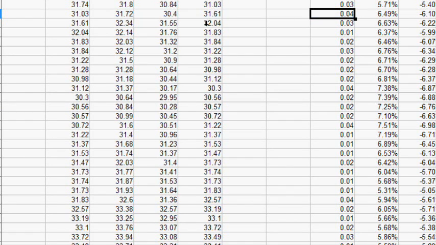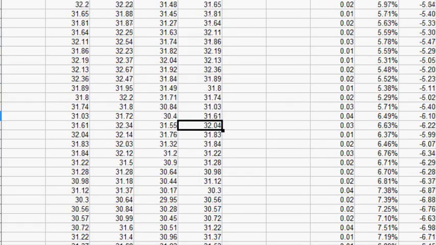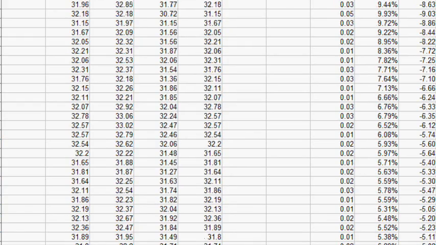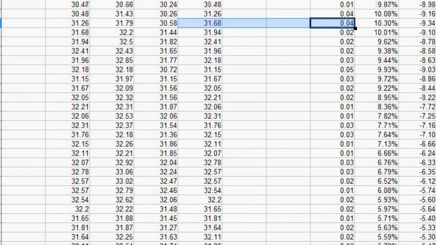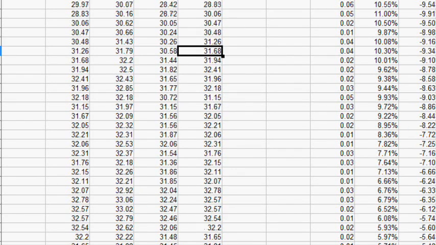31.61, we have 4% again, and it closes at 32.04. There's 4 consecutive wins in a row. Let's find the next 4% move. There's 5%, and it still went higher as well. It went from 31.15 to 31.67. There's 4% here: 31.68 goes to 31.94. Even the 4% then went from 31.26 to 31.68.